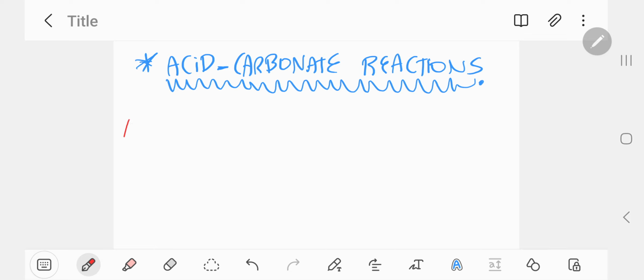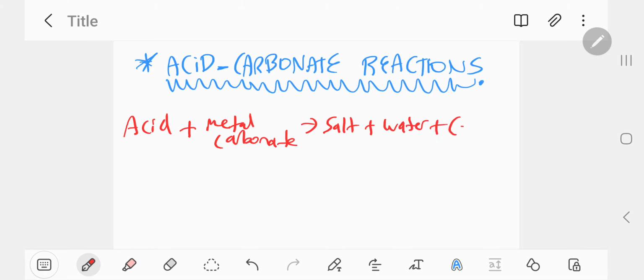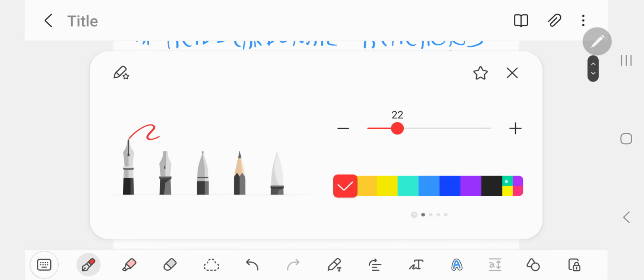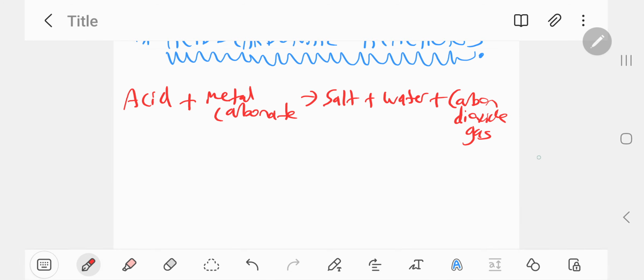If you mix an acid with a metal carbonate, you'll get salt, water, and carbon dioxide gas. An acid is typically aqueous, which means it's a solution, a liquid. A metal carbonate is a metal latched onto a carbonate.